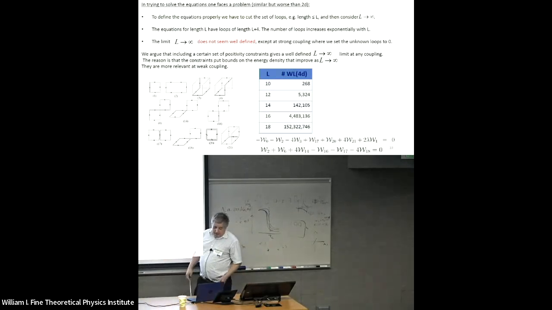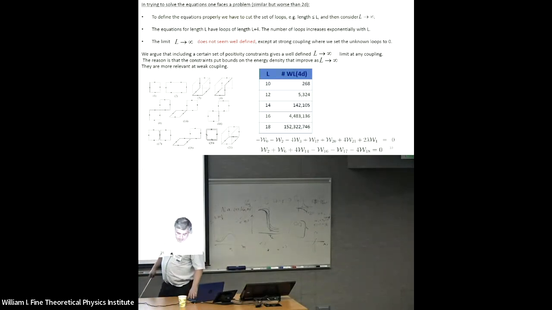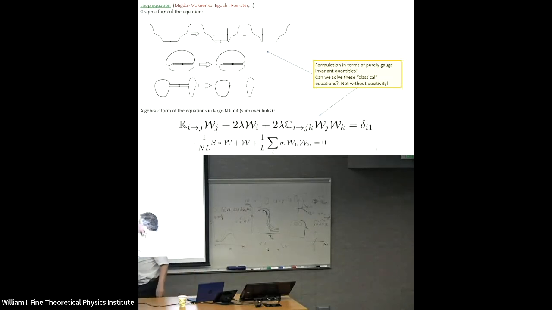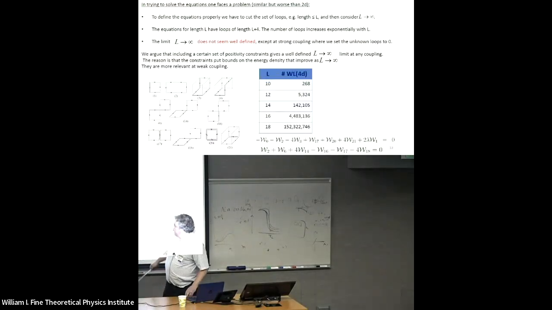And we have the same but worse problem as in 2D or a single matrix model, which is that if I write the equations for Wilson loops, let's say up to length 12, I will have like 5,000 equations, but this will involve loops with length L plus 4. And that means that there will be like 4 million variables. And obviously there will be a lot more solutions for that.